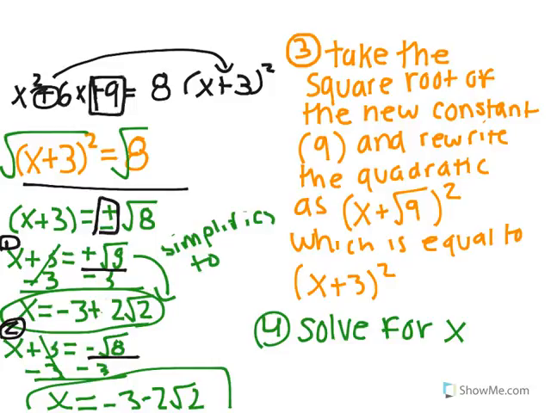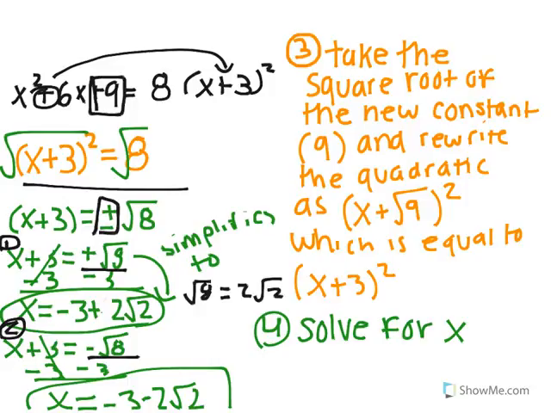And then I just solve for x like a normal algebraic equation by getting rid of the 3 on this side. So when subtracting the 3, I ended up with x equals negative 3 plus 2 square root of 2, and that's just the simplification of the square root of 8. That equals 2 square root of 2.